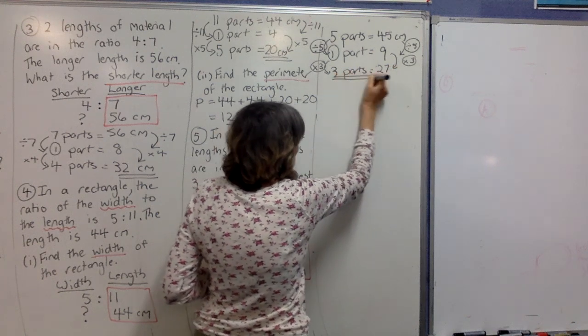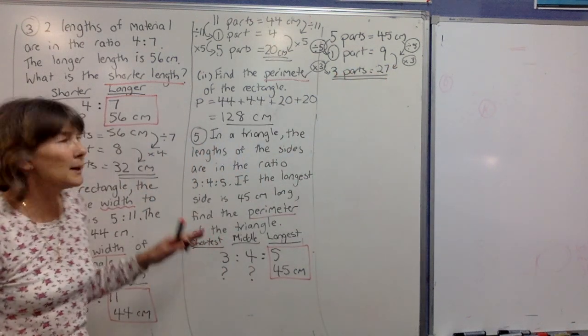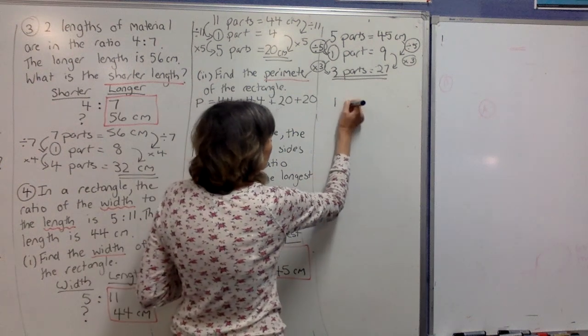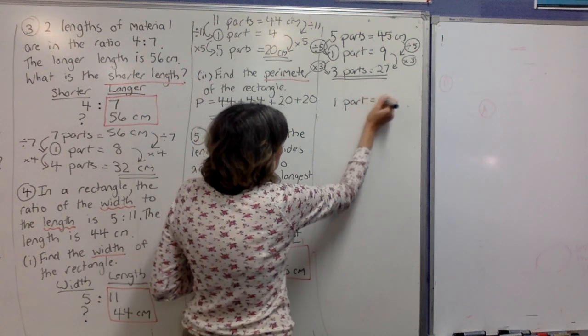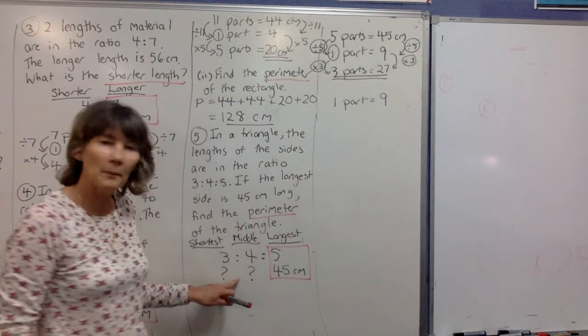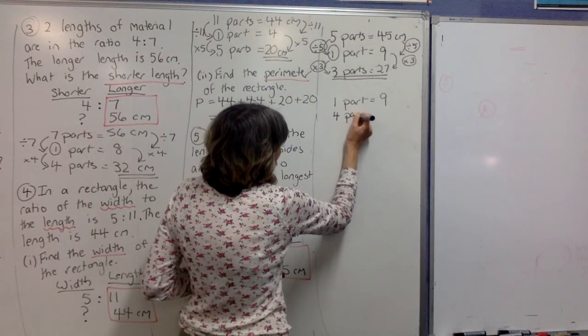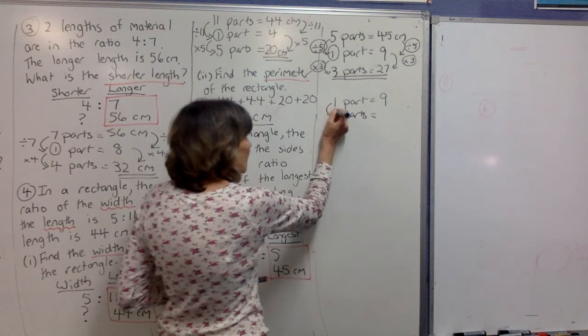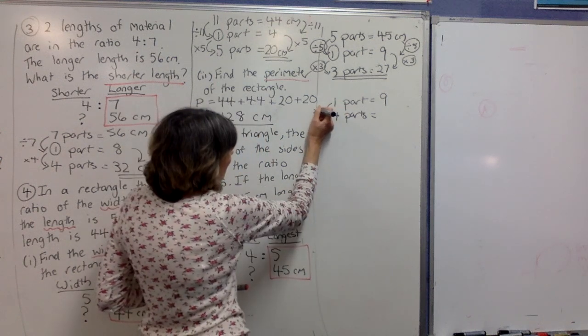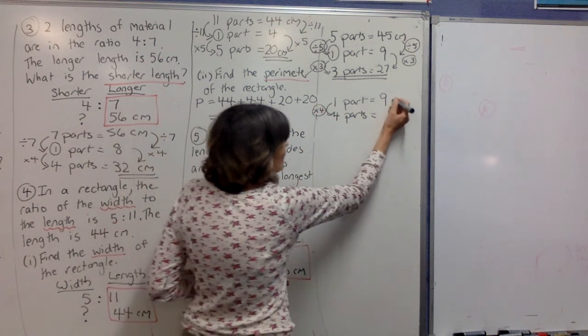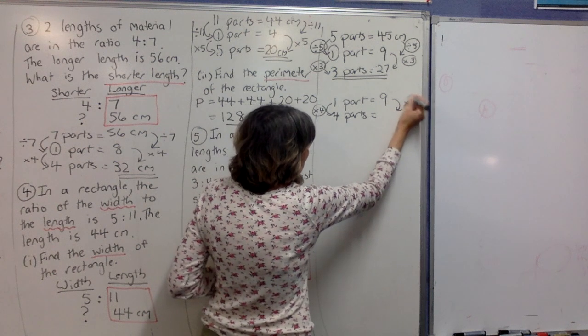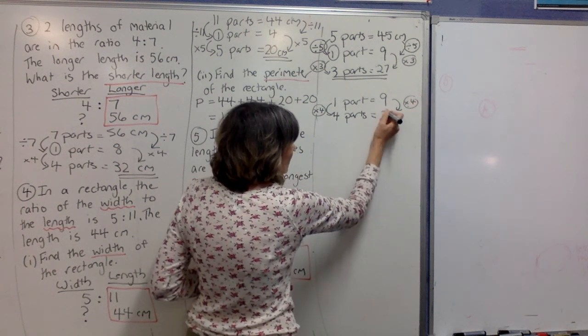So that's that one. Now for the other one, I'm going to go back to the 1 part line. Leave a little space first. Now this time we want to find 4 parts. So how do we go from 1 to get a 4? We times by 4. Do the same to the other side. 9 times 4 is 36.